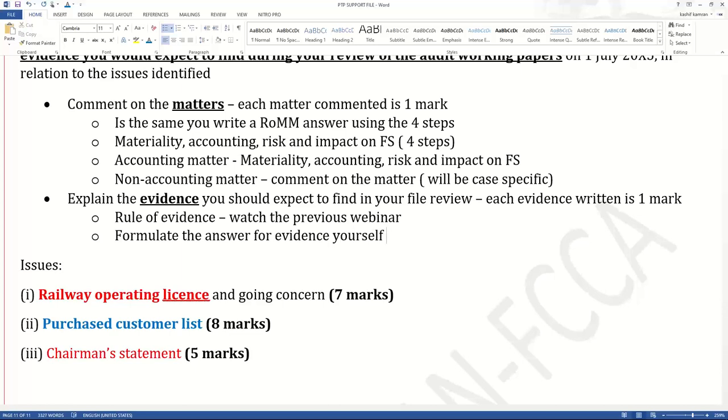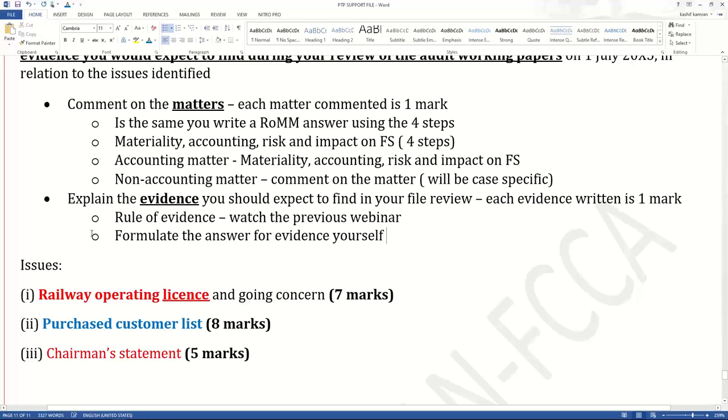So I'll not be writing the part of evidence for you, because I've done evidence so many times in the previous webinar that I don't want to repeat that. I'm doing it because I want to guide you about the four-step model and what you will do for a chairman statement, right? Is that clear to all of you? So will you be able to do the evidence yourself by watching the previous webinars? Will you be writing the evidence yourself? Okay, that's good. Thank you.